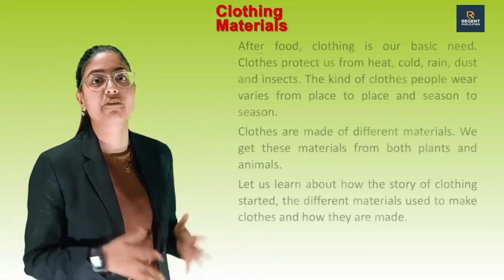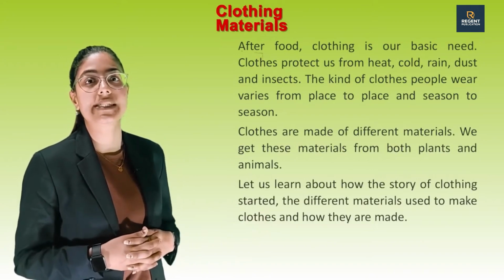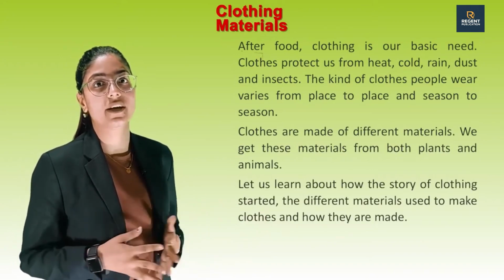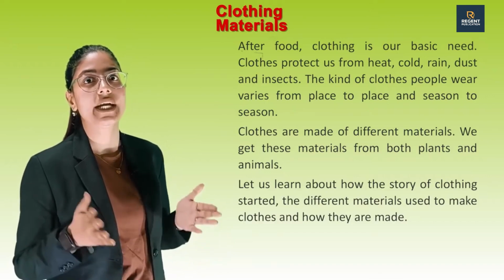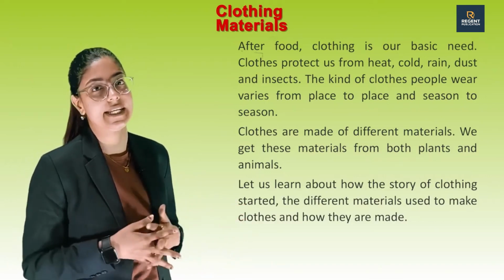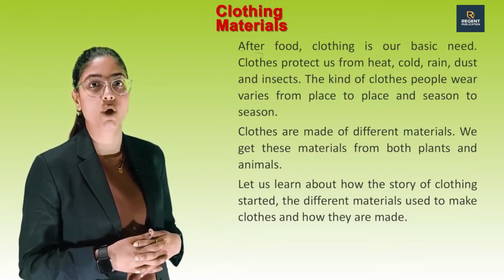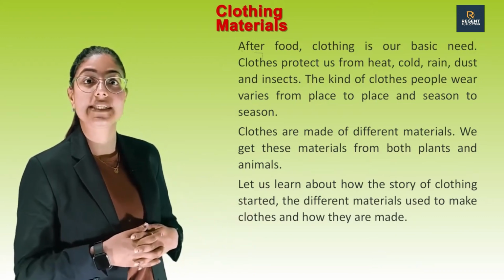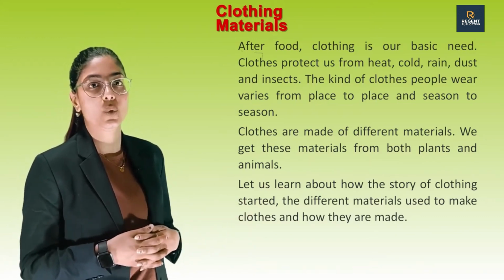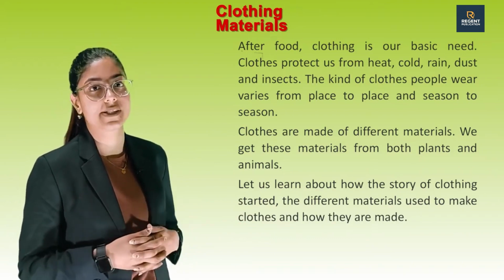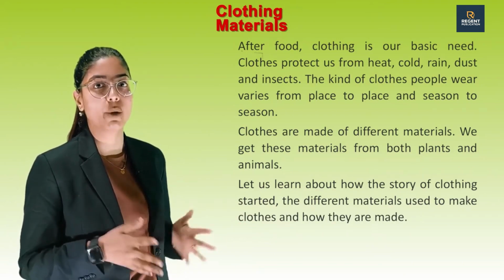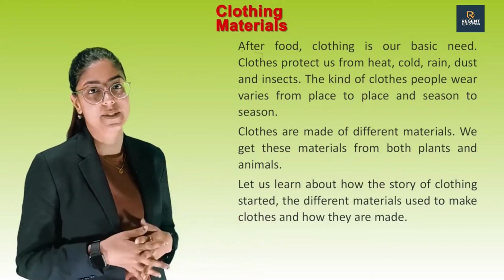Chapter 3 Clothing Materials. After food, clothing is our basic need. Clothes protect us from heat, cold, rain, dust and insects. The kinds of clothes people wear vary from place to place and season to season. Clothes are made up of different materials. We get these materials from both plants and animals.